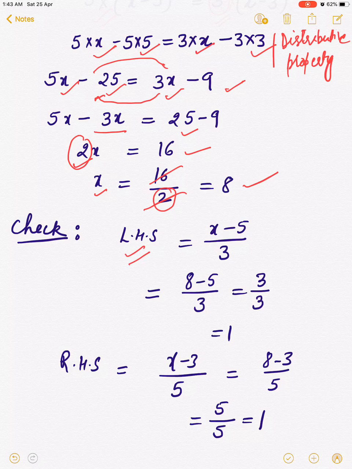I am taking left hand side. On left hand side I put x value as 8 and on solving I am getting answer 1. On right side again I am putting x value and I am getting answer 1. So you see LHS and RHS both are coming equal. It means our solution x equals to 8 is the correct solution.